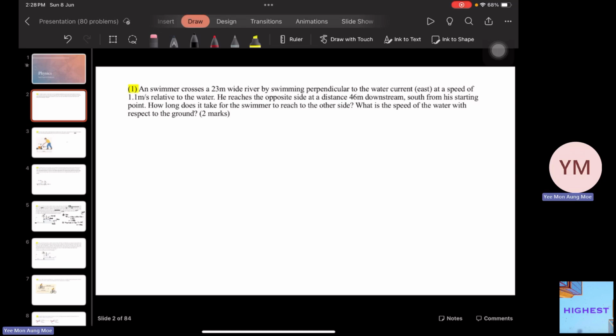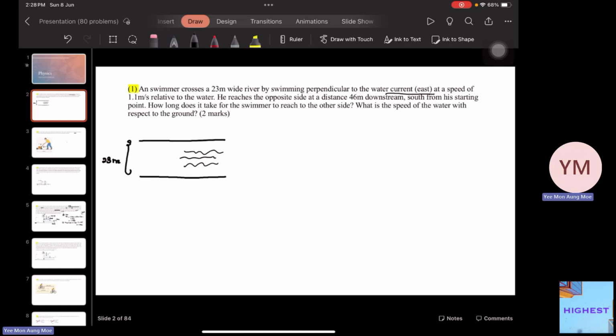So let's read it. A swimmer crosses a 23-meter wide river by swimming perpendicular to the water current. Okay, let's draw the picture for illustration. This is just a river. The river width is 23 meters, and the water current is flowing east. This is just the water flow, moving to the east at a speed of 1.1 meter.